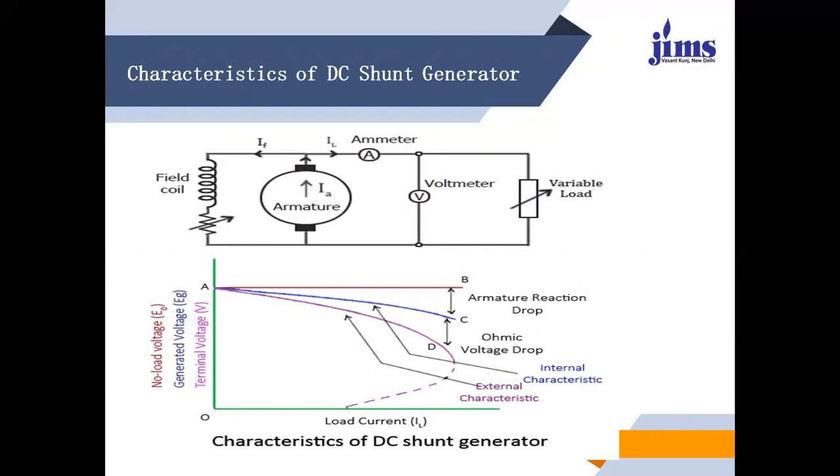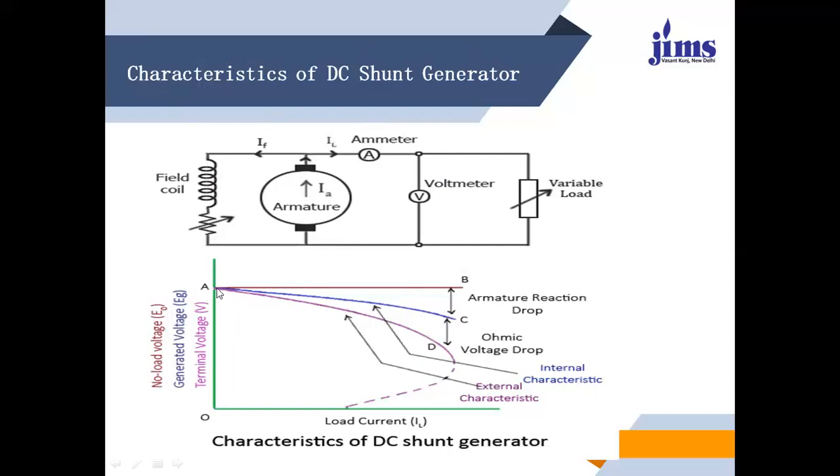Means the armature is connected in shunt with the supply, and there is no separate supply delivered to the field winding, excitation of the field winding. And whenever we are connected, there we are using the armature ammeter for measuring the load current, and a voltmeter is connected to measure the armature voltage over there, and the variable load is connected over here. So all three characteristics we are getting from this side.